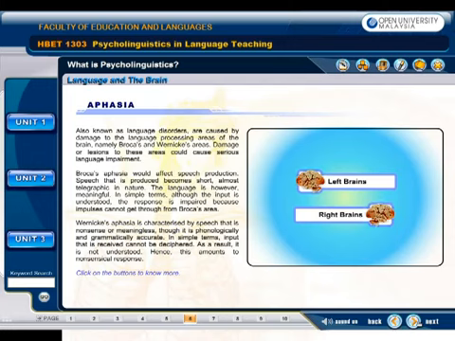Aphasias, also known as language disorders, are caused by damage to the language processing areas of the brain, namely Broca's and Wernicke's areas. Damage or lesions to these areas could cause serious language impairment.